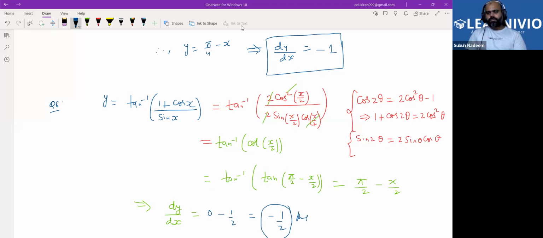Can you explain the first step? The first step is simply the formula, that is 1 plus cos x. This is the trigonometric identity. So 1 plus cos x can be written as 2 cos square x by 2, because if it is 2 theta, it becomes theta. And in the denominator, the sin 2 theta identity will apply. So sin x will become 2 sin x by 2 into cos x by 2. And then 2 and cos x by 2 will get cancelled and you will get cot x by 2.